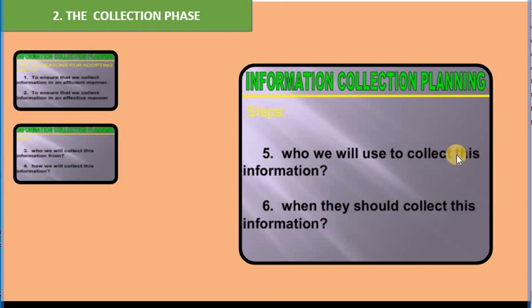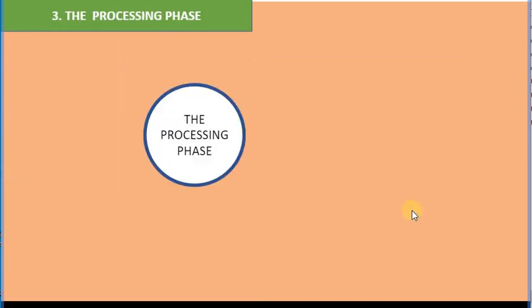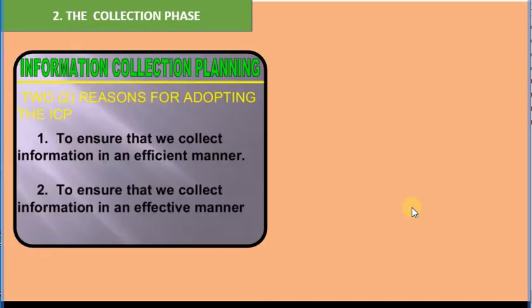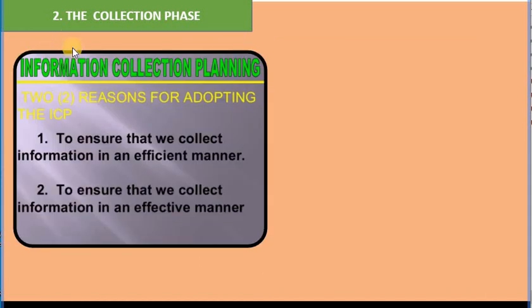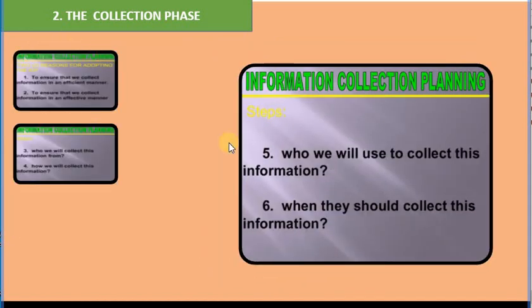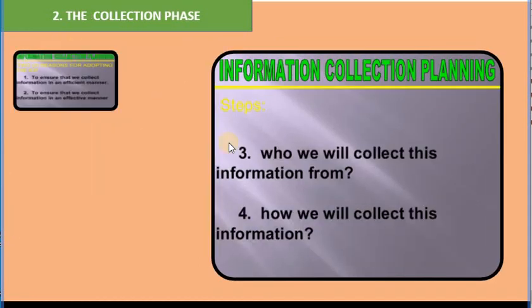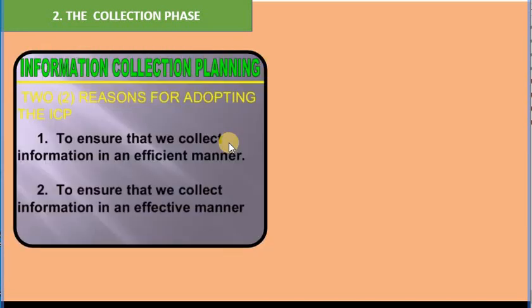After mo na-collect yung information, sino bang gagamit? Okay? It should be timely. Lagi niyong tandaan, intelligence, it should be timely, diba? When they should collect this information? Kailan? Kasi baka kailan ba nila kailangan yan? So, that is what we call the collection phase, or the information collection planning. The collection plan, tapos information collection planning, ito na yon yung process niya. Again, it's answers lang na 5 W's and 1 H, diba?